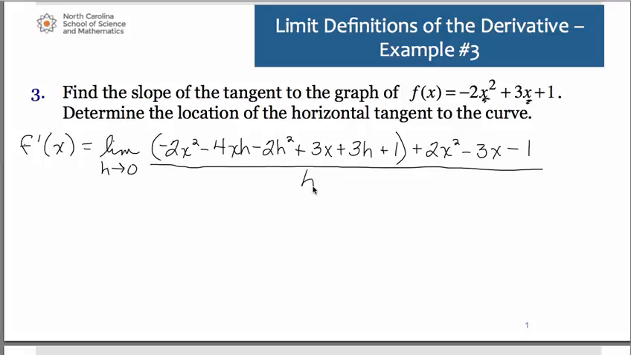Now, if you did your algebra correctly, a lot of terms should cancel out. If they don't, you did something wrong. So the 2x squareds will cancel out here and here. The 3x's will cancel there and there. And then the constants, the 1's cancel. So notice all you're left with is minus 4xh minus 2h squared plus 3h. So let's just rewrite that so you can see pretty clearly what we have.